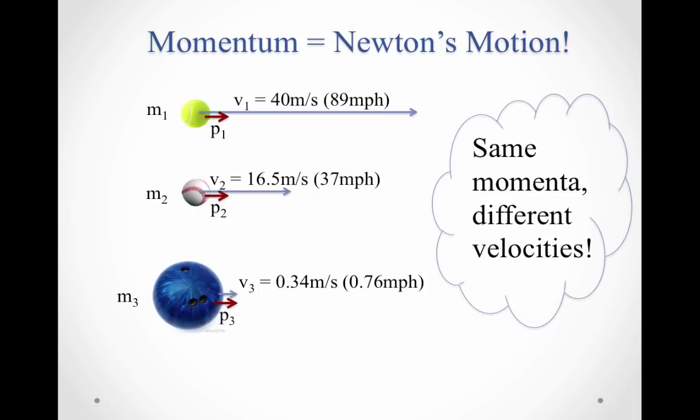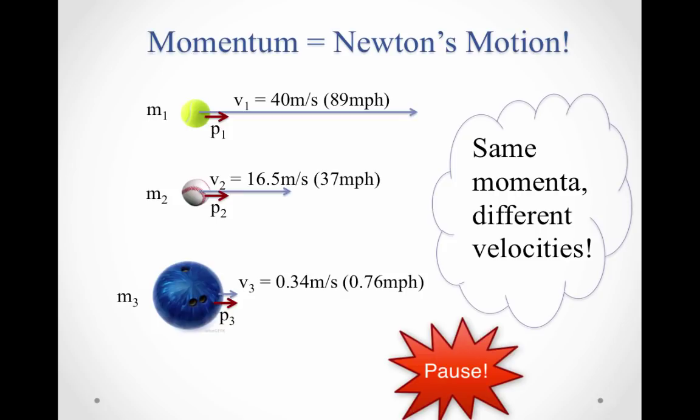So now if they all had the same momentum, all equal momentum, what we would find is that their speeds would change dramatically. A very fast tennis ball would be equated momentum-wise with a kind of pedestrian lob of a throw with a baseball, and then the bowling ball would barely be rolling at all and have the same momentum as this very fast tennis ball. So same momenta, but different velocities.